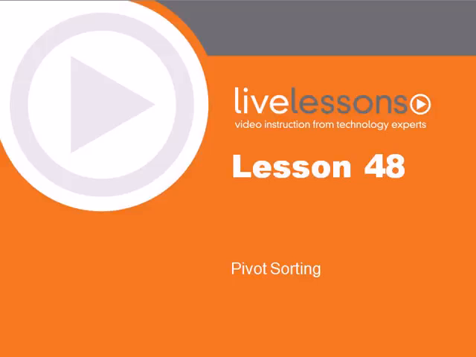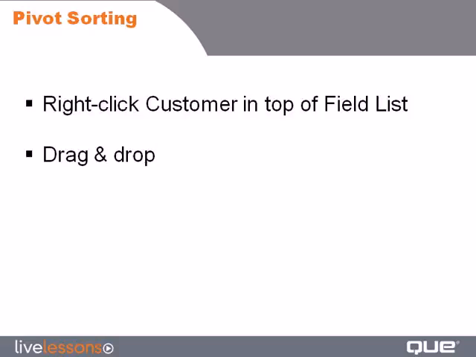Lesson 48, Pivot Sorting. In this lesson, we'll take a look at a couple of different ways to sort your pivot table. One is to right-click the field at the top of the pivot table field list, and the other method is as simple as dragging and dropping.